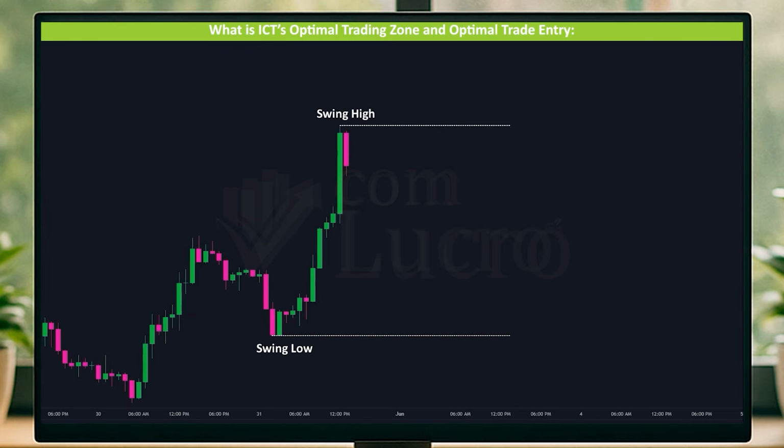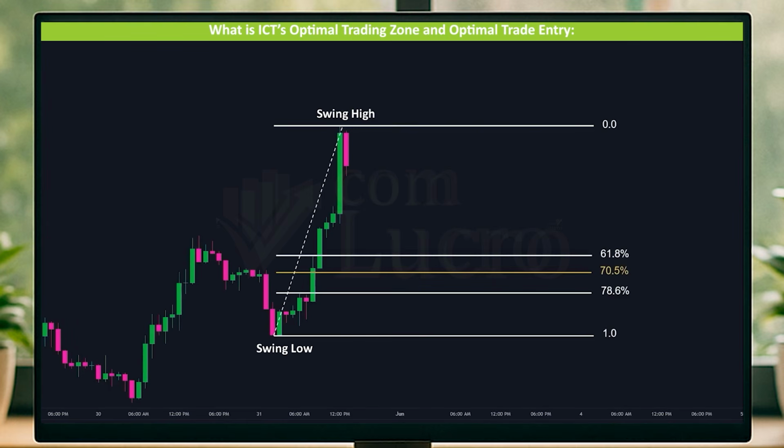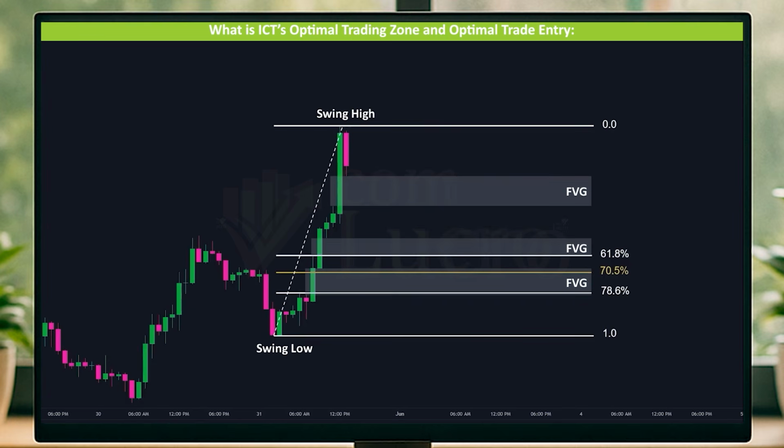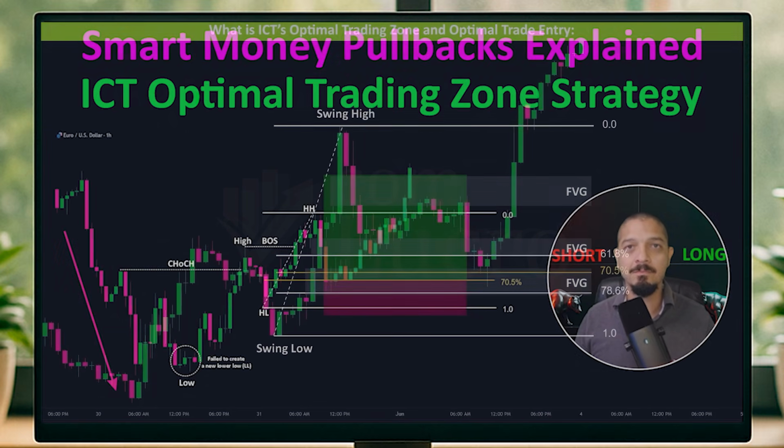After a valid impulsive move breaks market structure, we apply the retracement tool to define the correction range. The optimal trading zone, located between the 61.8% and 78.6% levels, highlights areas where institutional participation is likely to return in the direction of the dominant trend. By combining market direction, price swings, and optimal entry placement with concepts such as fair value gaps and multi-time frame confirmation, this model creates a clear, repeatable framework for high-probability trade entries.